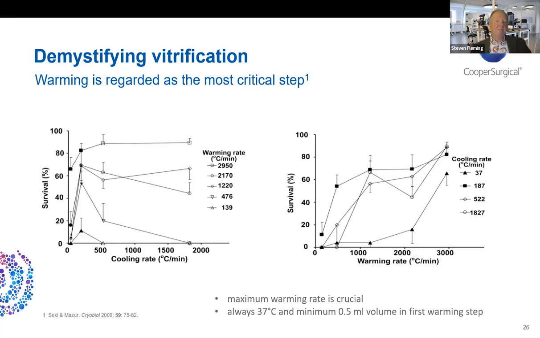So, some publications have often included some discussion of the possible contribution of the warming rate, but there's actually been only very few experimental attempts to separate the importance of each step. And this is one such example. This study by Seki and Mazur showed the importance of the warming rate using the mouse oocyte model. And in their experiments, you can see, particularly when presented with the cryosurvival rate against the warming rate in that graph on the right-hand side, essentially there's a linear relationship between the warming rate and cryosurvival, almost independent of the cooling rate. So it's the warming rate that's really critical.